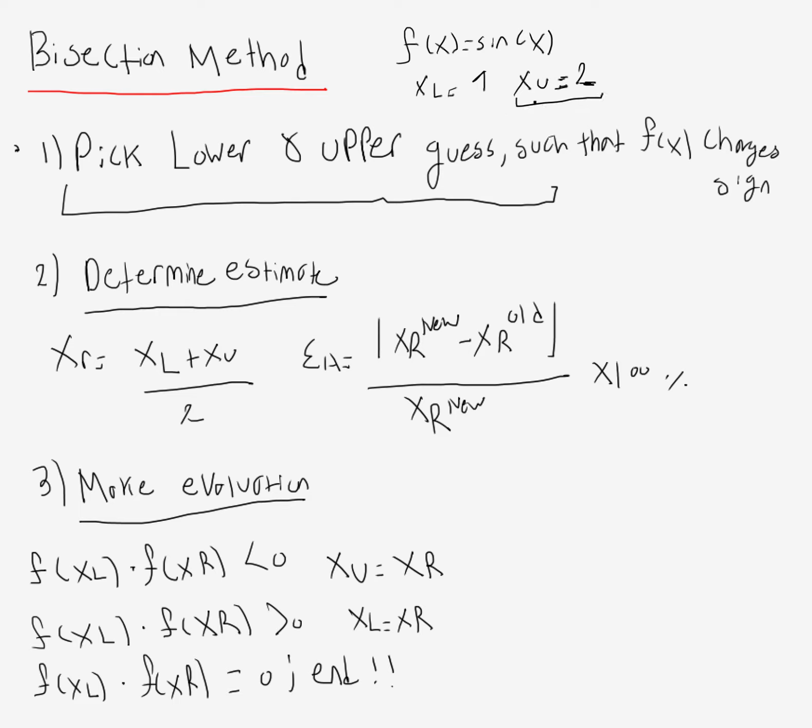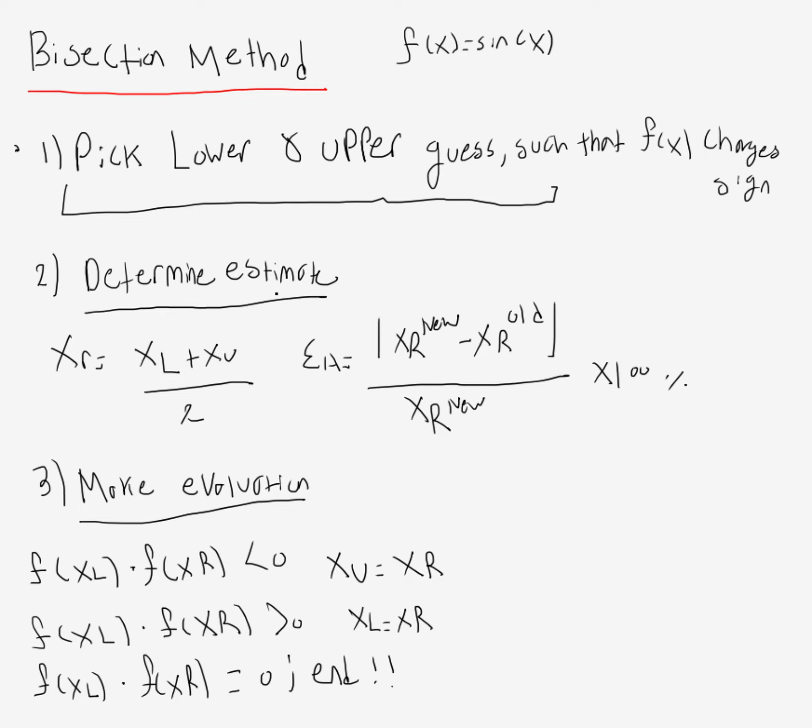So xu is representing the upper bound, xl is representing the lower bound. And your professor will usually give you this. In most cases, they have to give you this in order for you to know what the lower and the upper is, and to determine the roots on this bracket. So the first step, as I just mentioned, is to pick the lower and upper guess. These will be given to you.